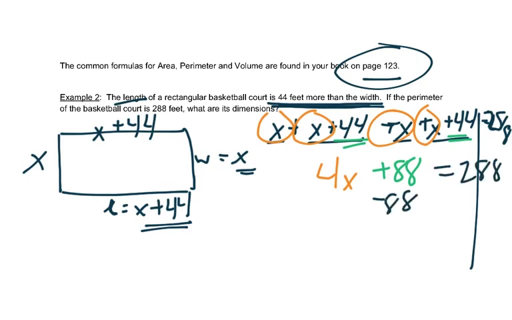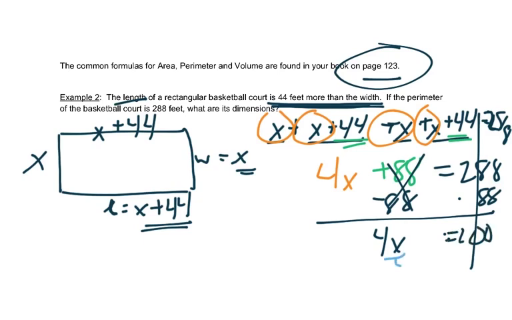So now I'm going to subtract 88 from both sides. That cancels that out. So I've got 4x equals 200. Divide both sides by 4, and I get x equals 50.